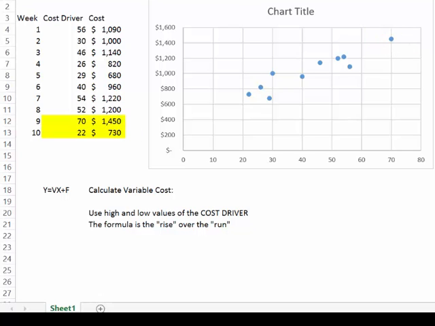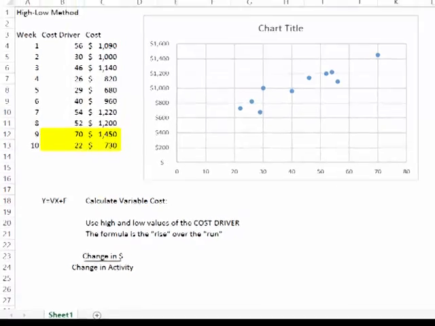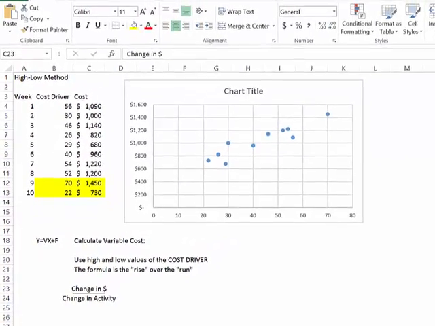So those are the points that we're going to use. And then the formula is rise over run. We're talking about the change in dollars, or the change in the y-axis, over the change in activity, or the change in cost driver, the change in the x-axis.